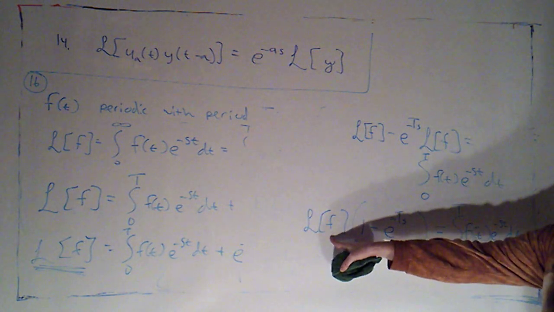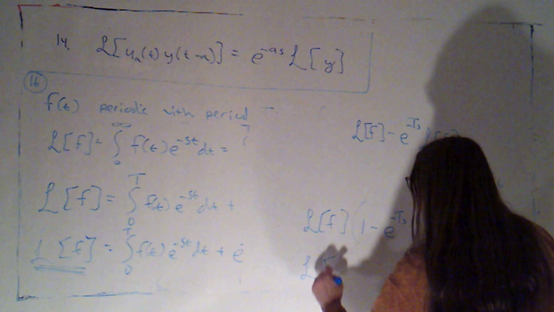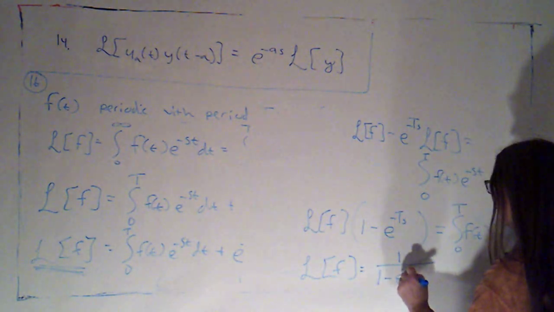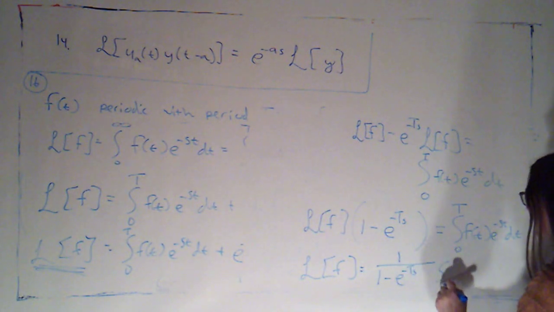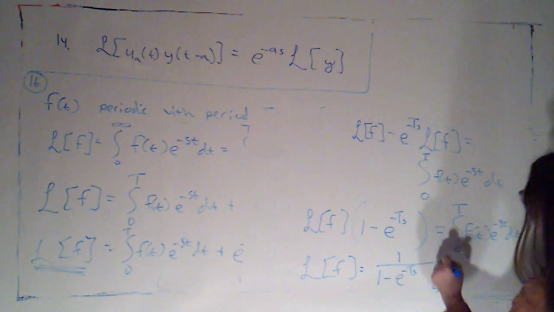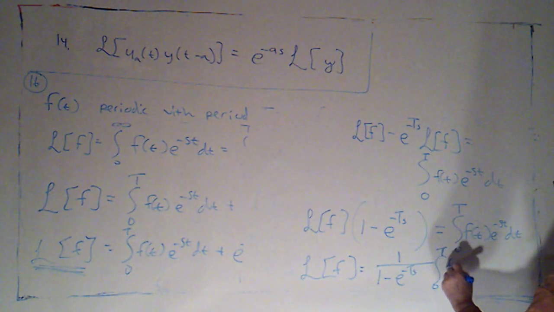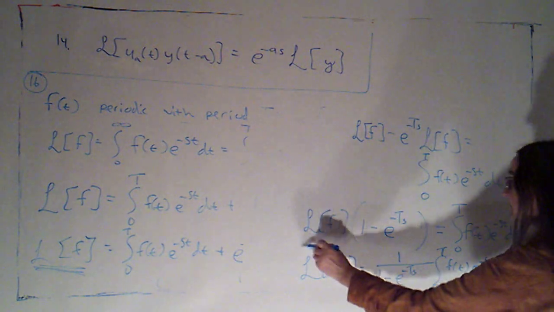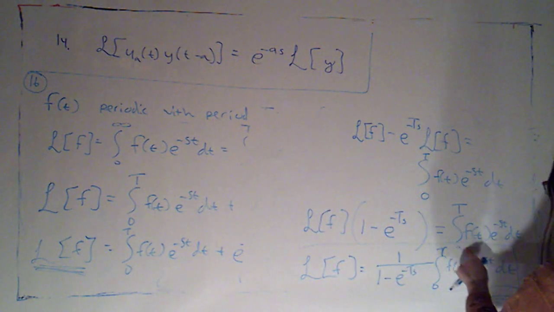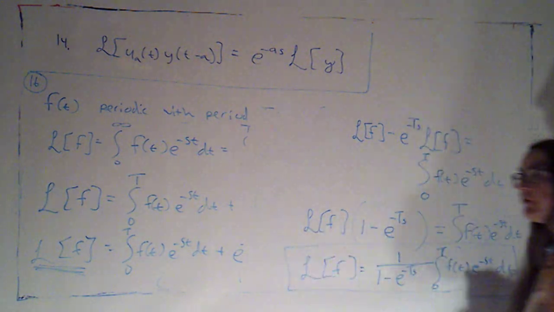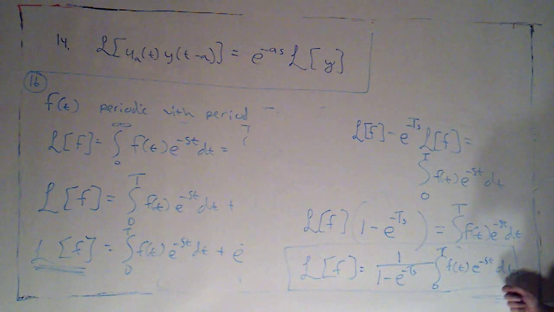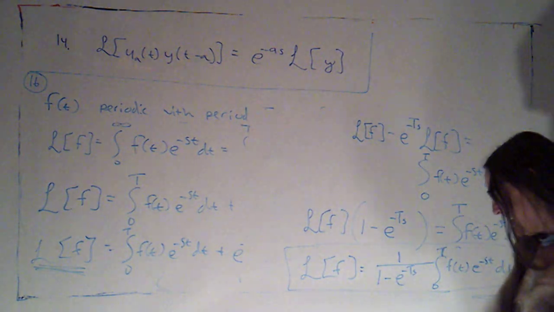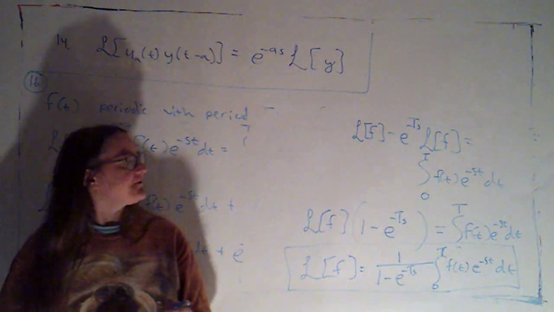Now I can solve for this, so the Laplace transform of f is going to be 1 over 1 minus e to the negative Ts times the integral from 0 to T of f of t e to the negative st dt. So, kind of a neat trick for periodic functions, and just a little bit of an interesting way of getting there by rewriting things and taking advantage of the fact that this function was periodic.